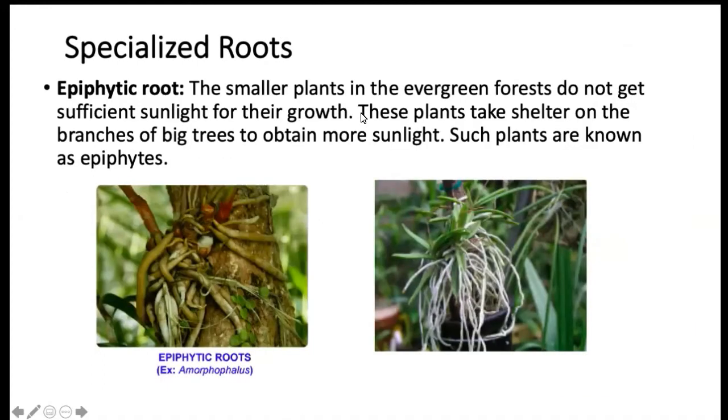Now, let's see some specialized modifications as well. There are lots and lots of modifications. We are not going to touch all of them, but we are going to have a glimpse of some of the most important ones. So first of all, the epiphytic root. Epiphytic root is basically seen in orchids. They can get stuck to some plant with the climbing root, and they have some specialized green-colored roots which can absorb moisture from the air and sometimes help in photosynthesis as well. It is most common in orchids.